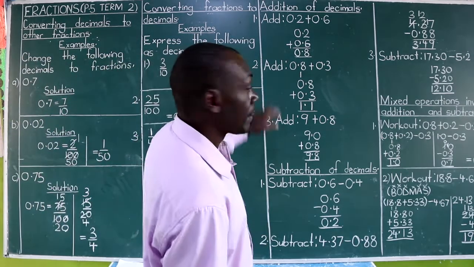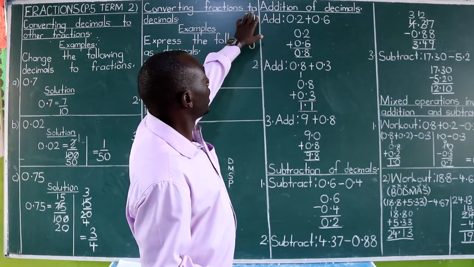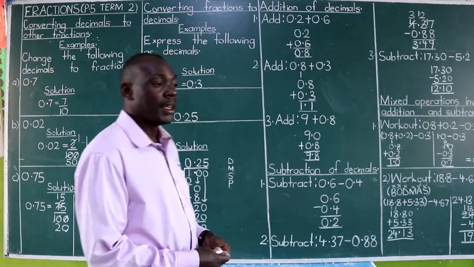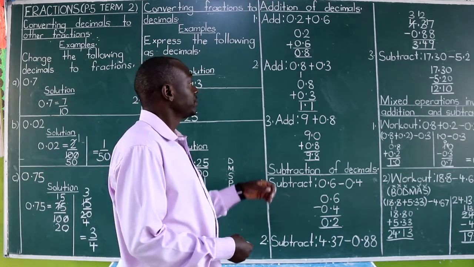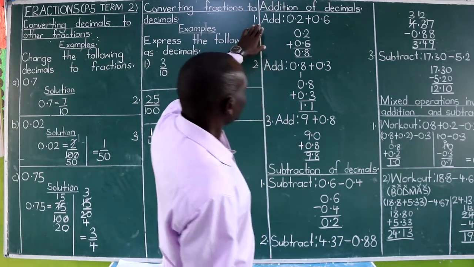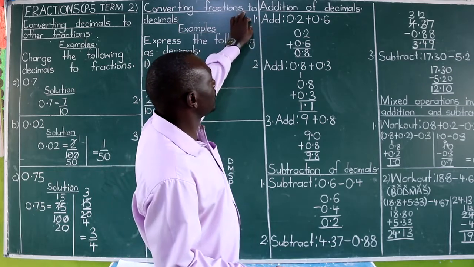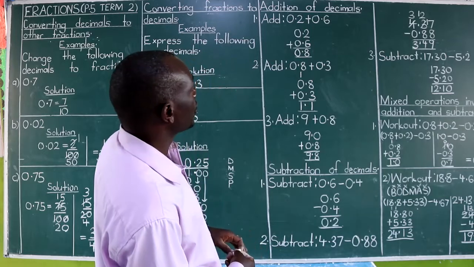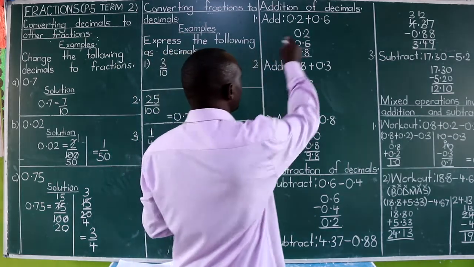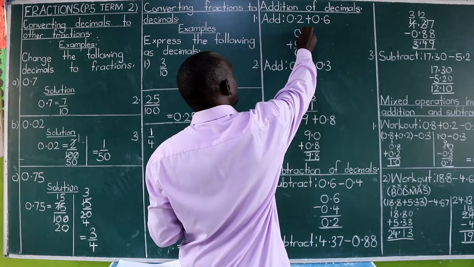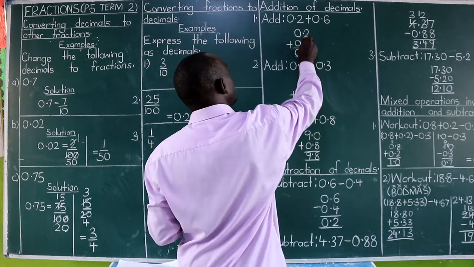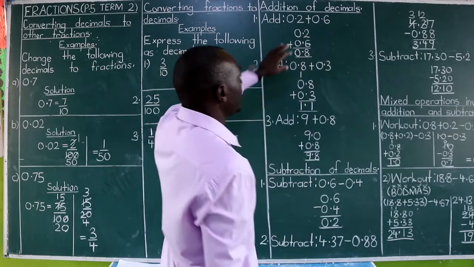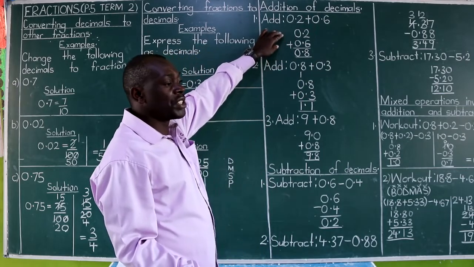As we move on to this subtopic, addition of decimals. Example number 1 tells you to add 0.2 and 0.6. In addition of decimals, we first align the decimal points in the vertical order. Point, point, point, and then equals. Then, in so doing, we shall be able to follow the place values.